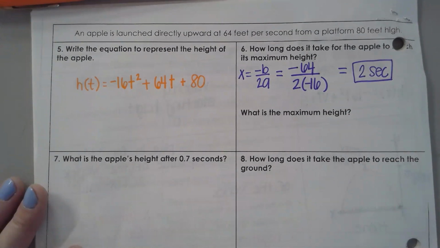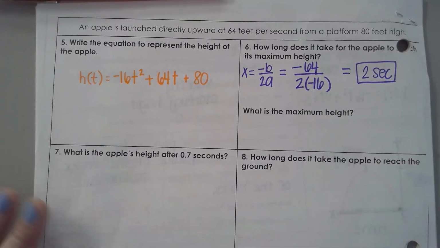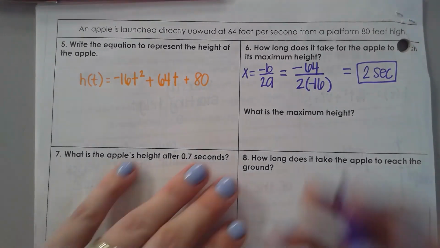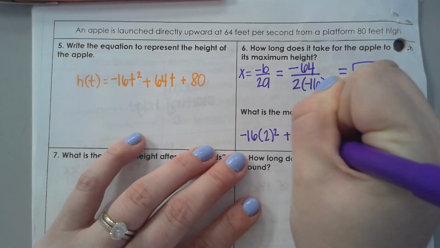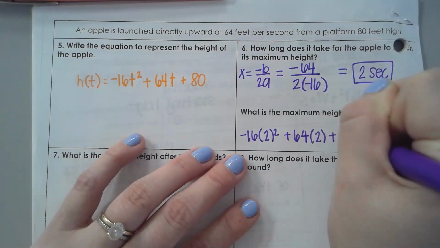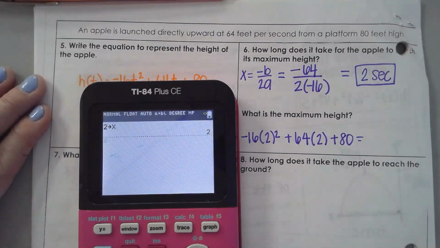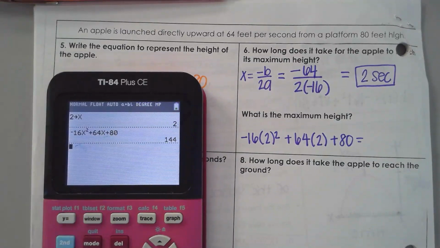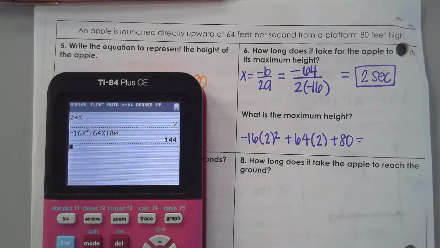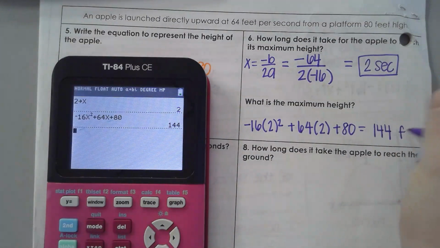Alright, well at 2 seconds, that's how long it takes to get there, but where does it get to? How high? What do I need to do? Plug it in. Plug in the 2 for t. And we get 144 feet.